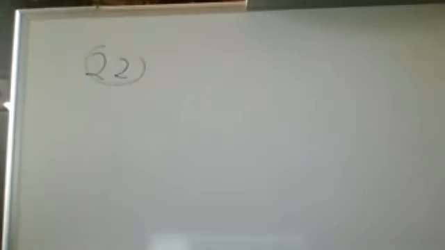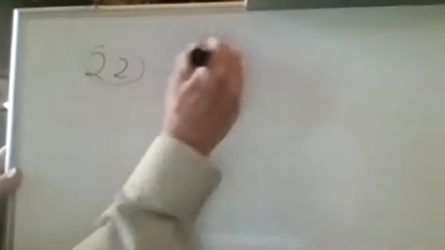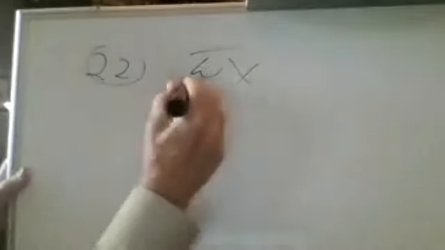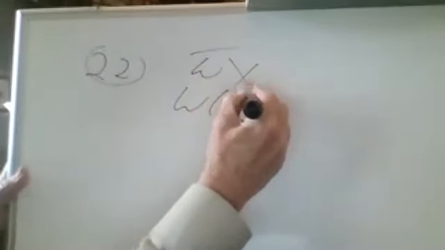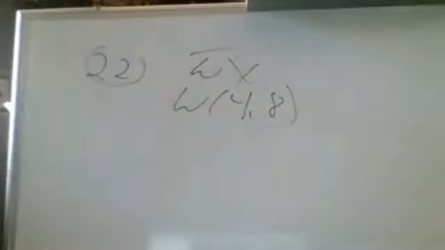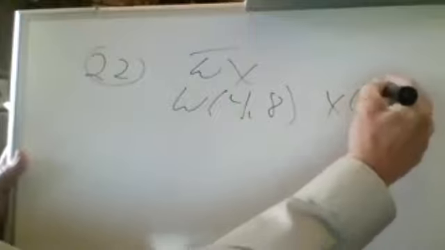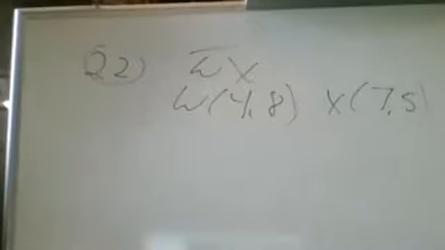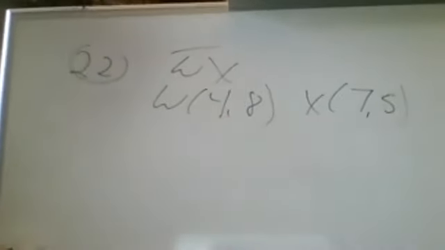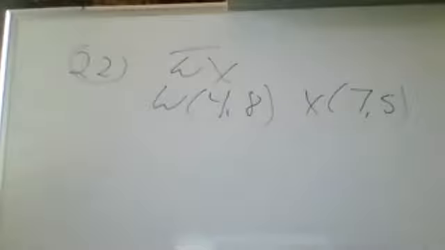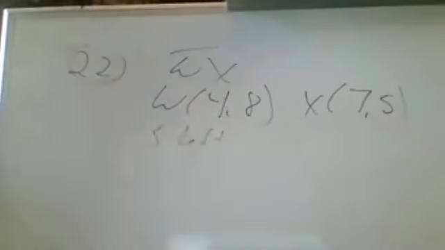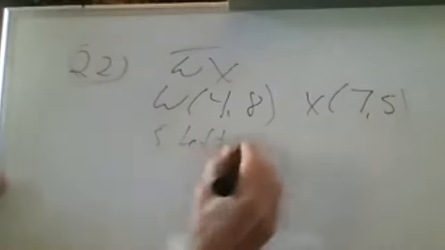So in 22, it says segment WX, okay? Segment WX, and W has the coordinates 4 and 8, and X has the coordinates 7 and 5, okay? Turn that a little bit so you can see that better, okay? 7 and 5, all right? It says slide 5 left and 3 down, okay? So here's how you're going to do these.